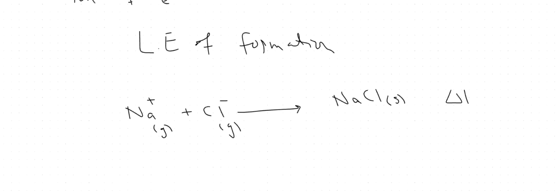The enthalpy change when 1 mole of an ionic crystal lattice is formed from its constituent ions in the gaseous form. It's similar to enthalpy of formation, but here instead of having the elements on the reactant side, we will be having the ions like sodium ion and the chloride ion, both in the gaseous form, and we will be making sodium chloride in the standard form, solid. The delta H of lattice energy will be negative.